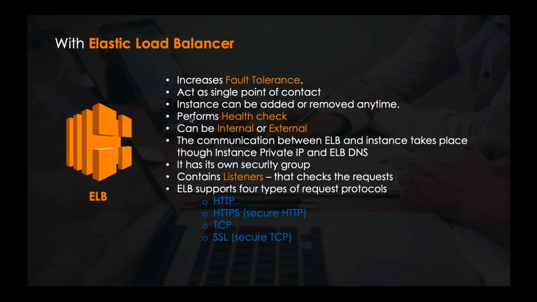It performs health checks, that is, it checks whether your EC2 machine is healthy or not. If the EC2 machine is healthy, then only it will distribute the traffic. If the EC2 machine is not healthy, it will not distribute the traffic to that particular machine. It can be internal or external. Just now we have seen internet facing and internal facing. The communication between ELB and instances works on the instance private IP and not the public IP.